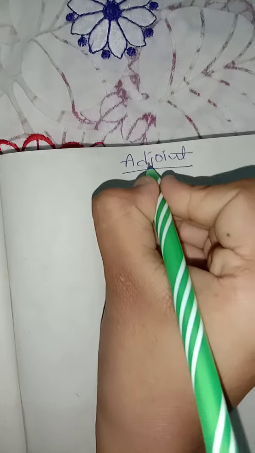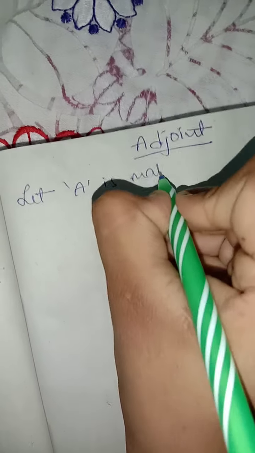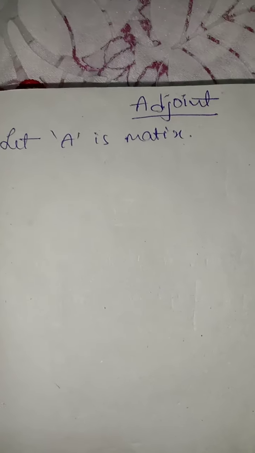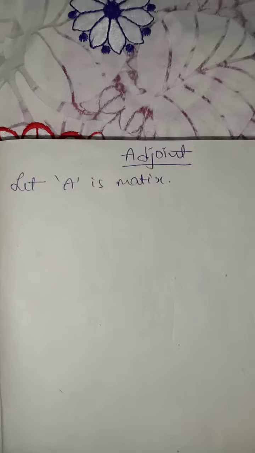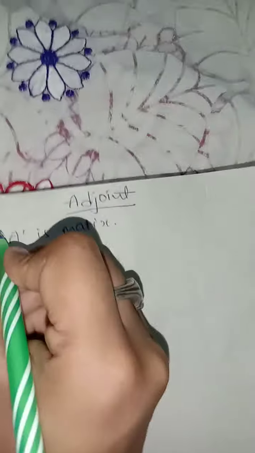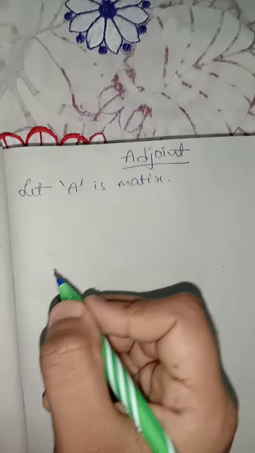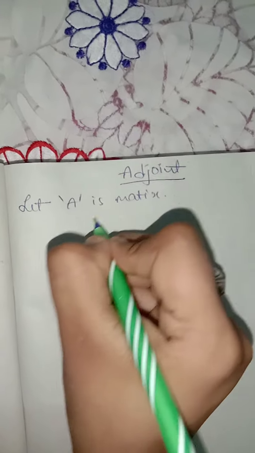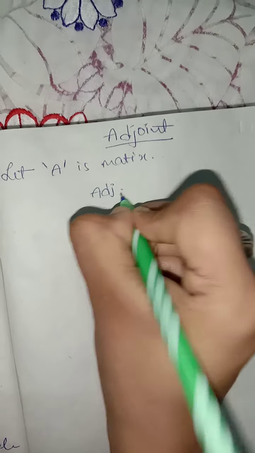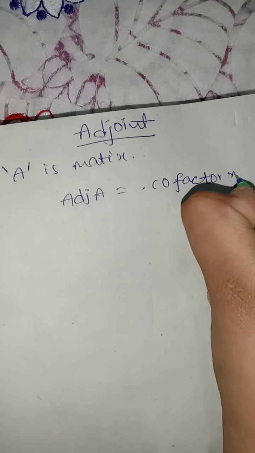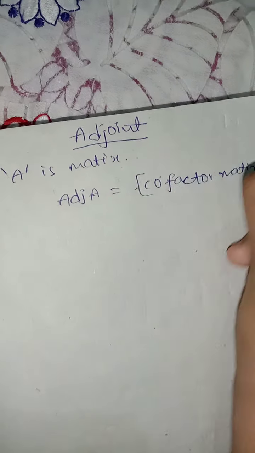So how can you find the adjoint? How can you find the adjoint? I'm asking that. Let A be a matrix, then how can you find the adjoint of A? Adjoint of A can be found by using its cofactors. Okay, so adjoint of A equals the cofactor matrix whole transpose.